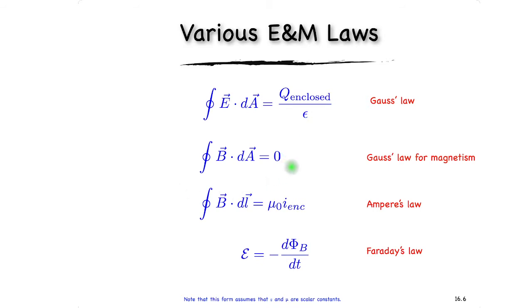If we look at these laws, there are some things that we can see right away that are similar, like Gauss's law for electricity and Gauss's law for magnetism. The left sides look very similar. We just replace an E with a B. The right sides look pretty different.